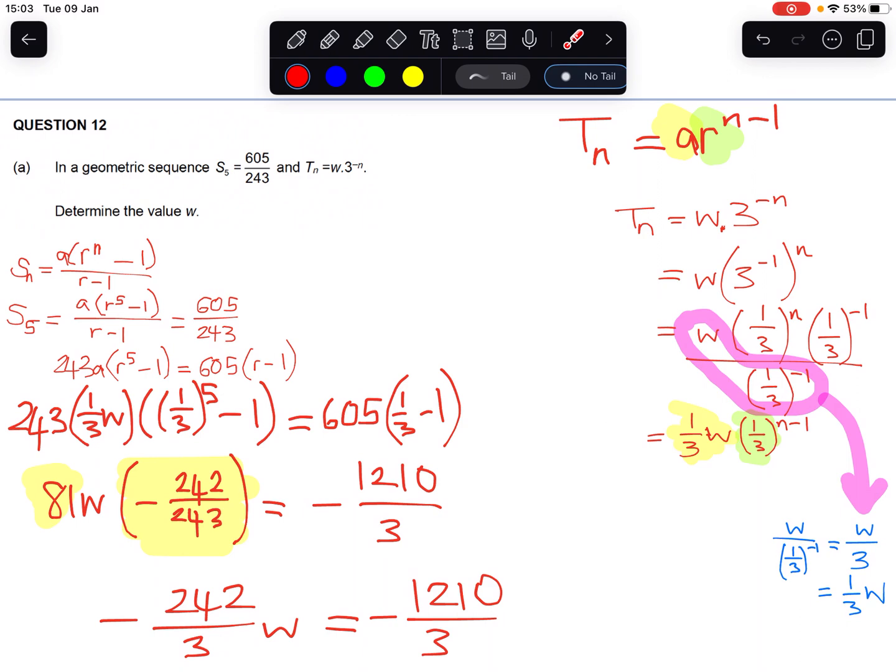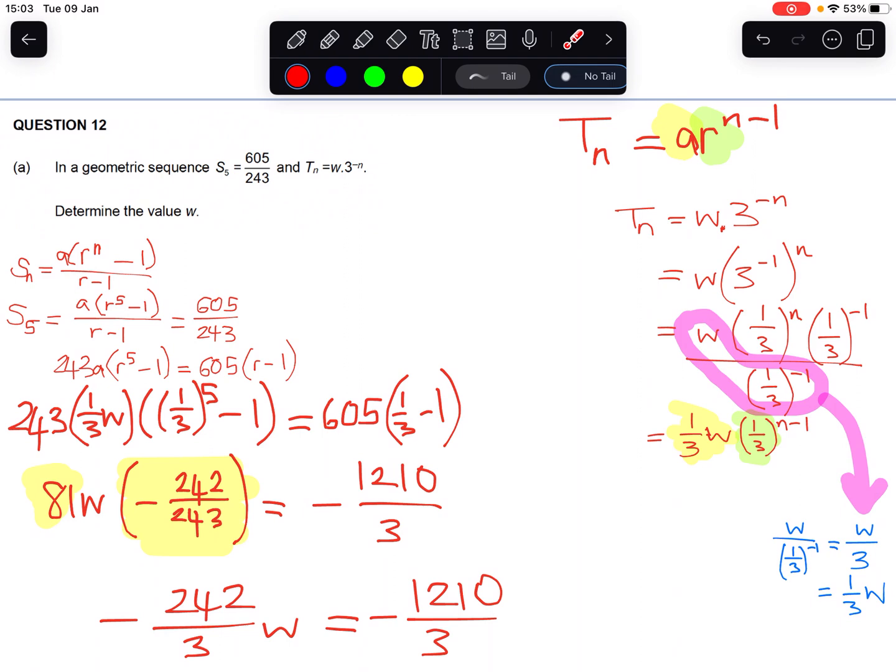because then I'll know that, yes, I have found the correct value of W. Let's check what the memo has to say. We are looking at question 12A. It says the answer is 5 over 3. Oh, no. The horror. The sheer horror.